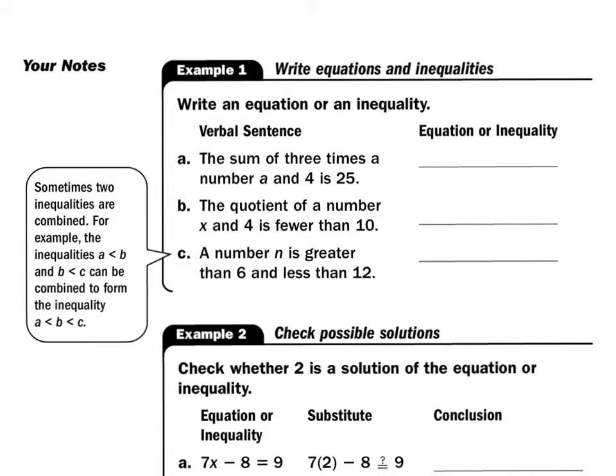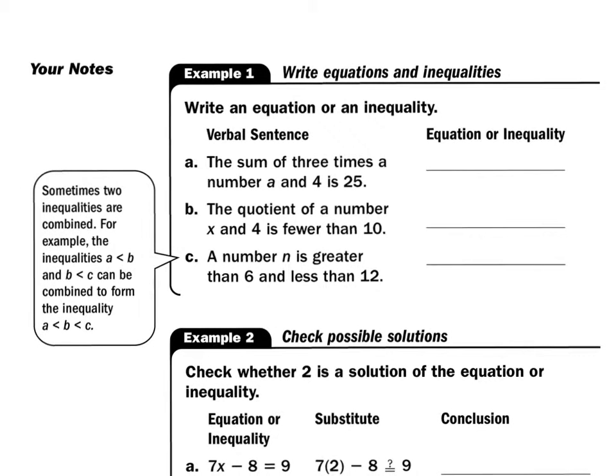On our next page of notes, we're going to take a look at example 1. We are translating the verbal sentence into an equation or inequality. So we start with the sum of 3 times the number A and 4 is 25. What we want to do is locate the "is." In this case, that's going to tell us where the equal sign is. So we're able to put an equal sign and 25. And we can cross that out because I don't need to look at that anymore.